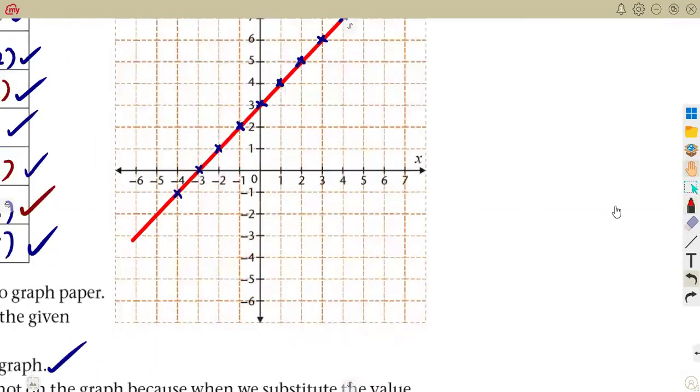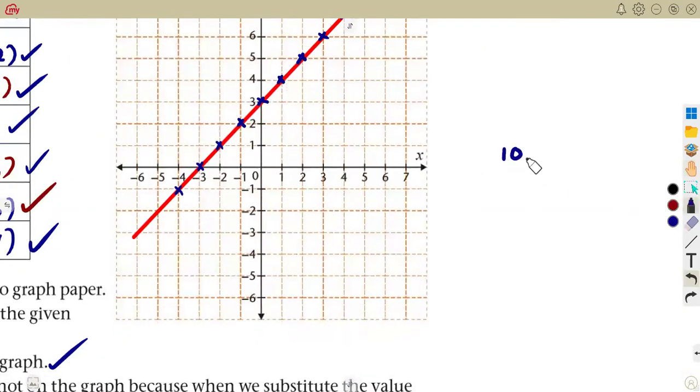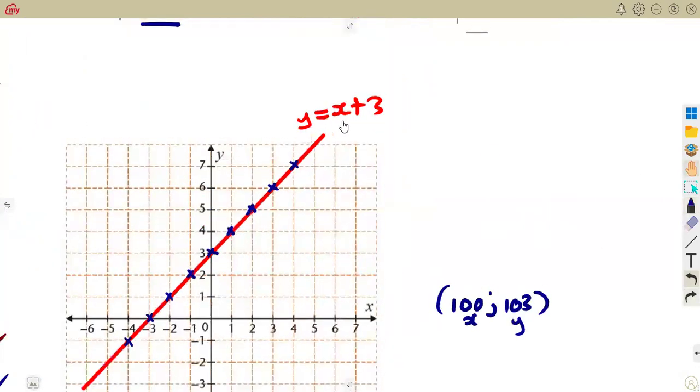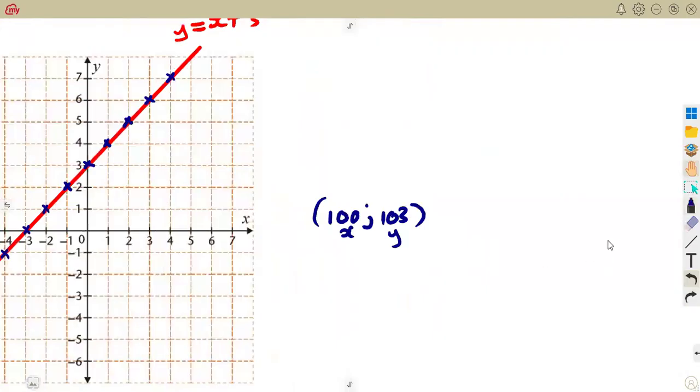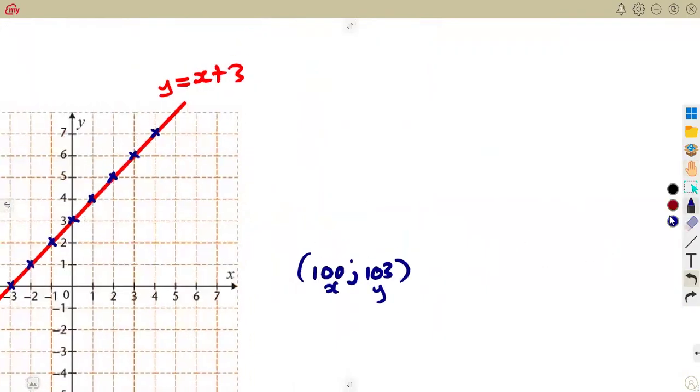You just have to test. 100 is our x value, versus 103. That is what you're given. This represents the x value, and this represents the y value. If truly this point lies on this line, then if I put the x value in this equation, I must get the value of y, which is 103. Let's try and see. So remember, y is equal to x plus 3.